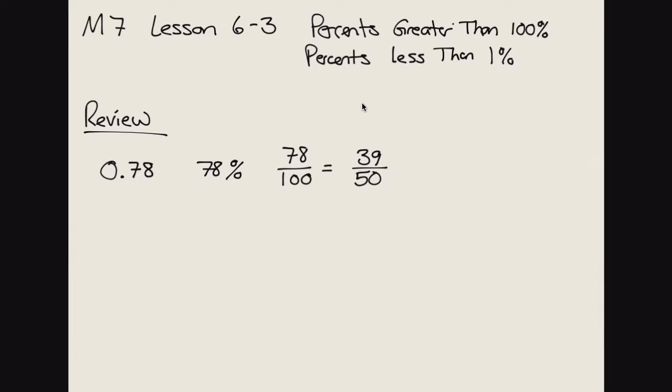And can I simplify 39 over 50? Caitlin, you're shaking your head. No, you're right. I can't. That's as simple as it gets. So I have the decimal version, I have the percent version, and I have the simplified fraction version. So I have all three versions of this particular problem.